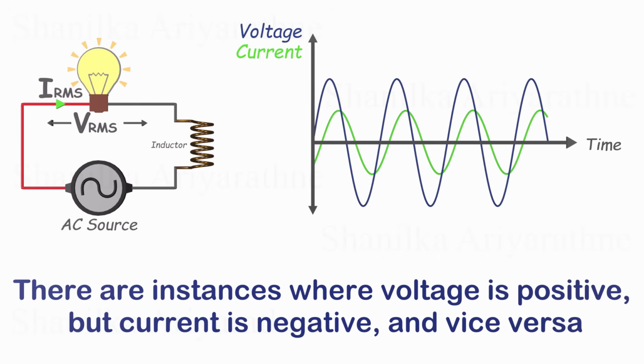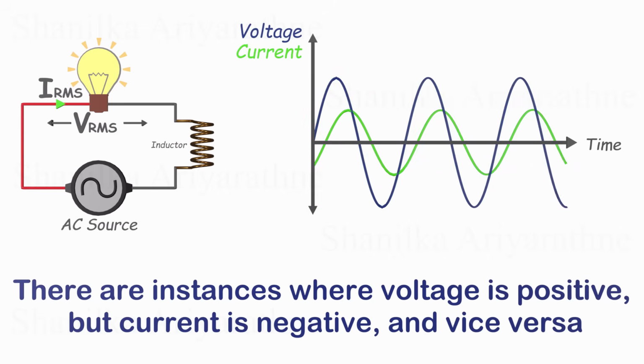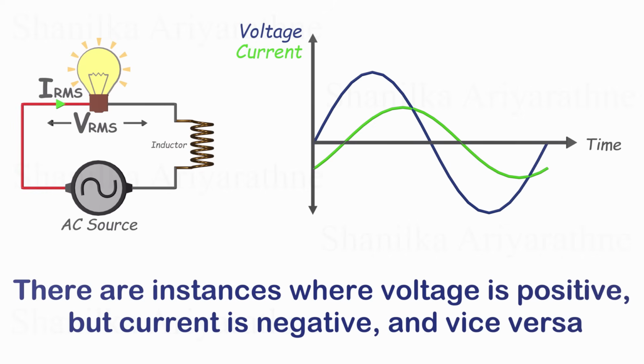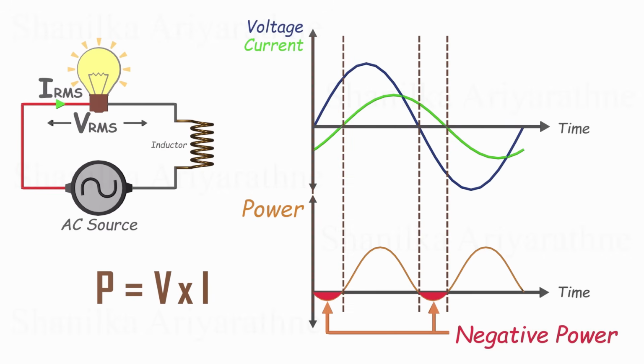Due to this lag, there are instances where voltage is positive, but current is negative, and vice versa. Let's focus on one cycle. What has happened to the power now? We can calculate the instantaneous power over one cycle as before. We can observe negative power regions where the current is negative while the voltage is positive and vice versa.